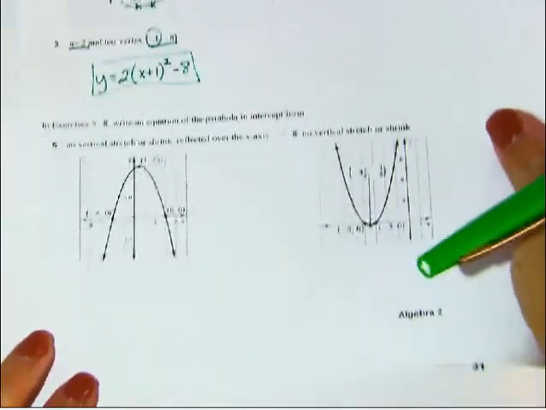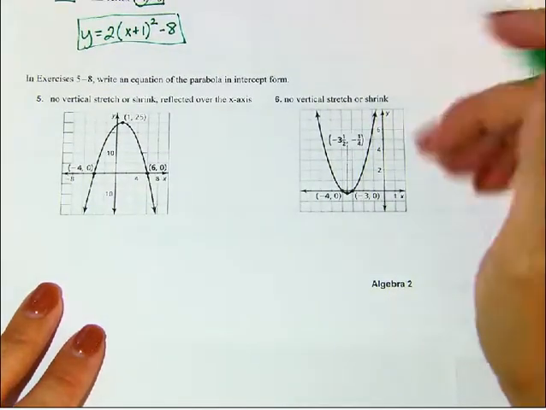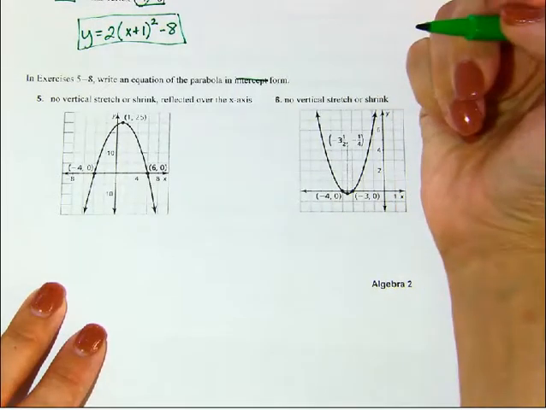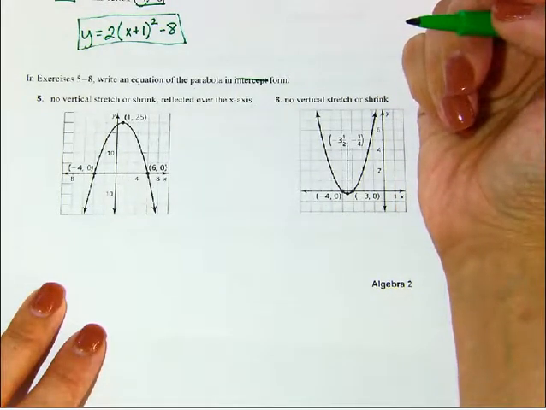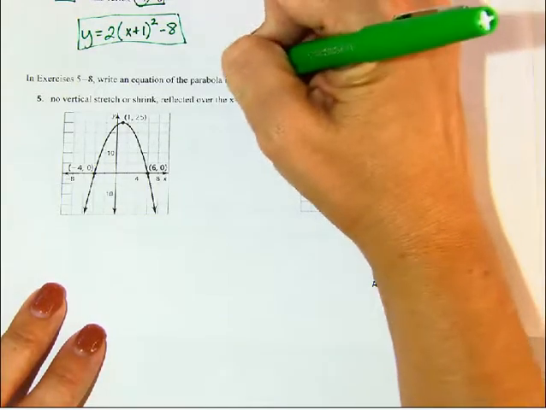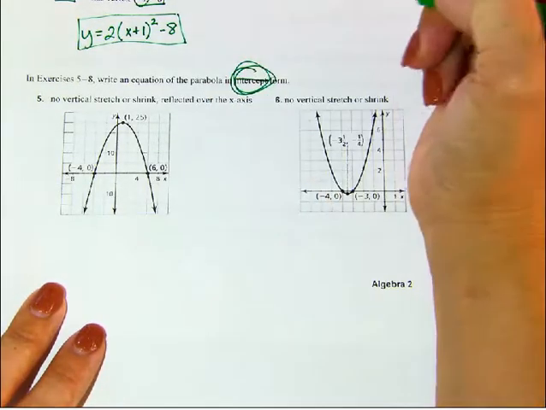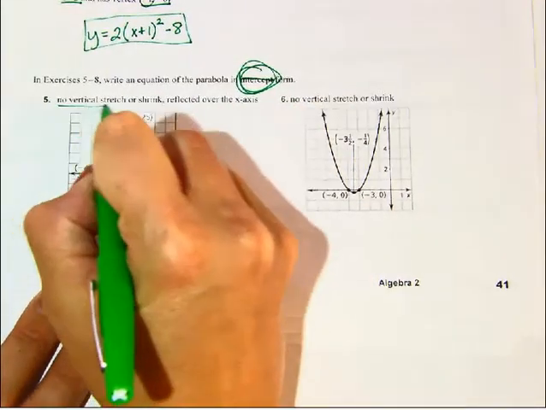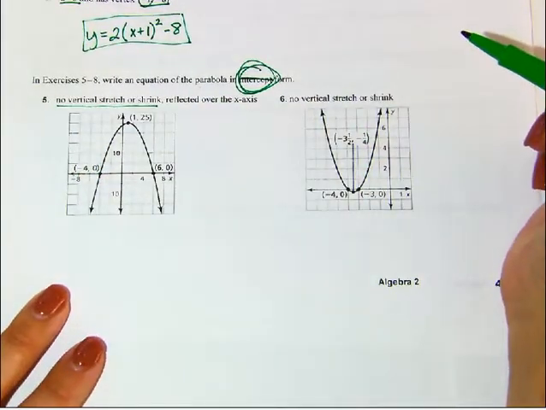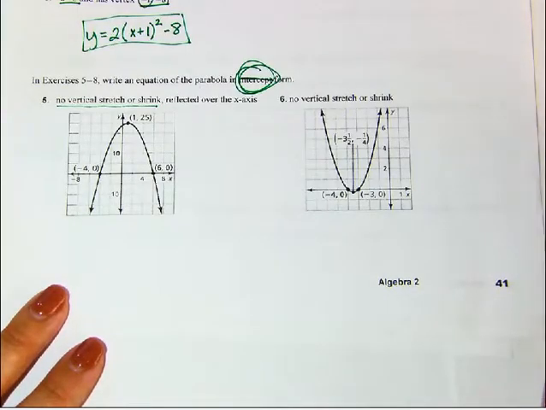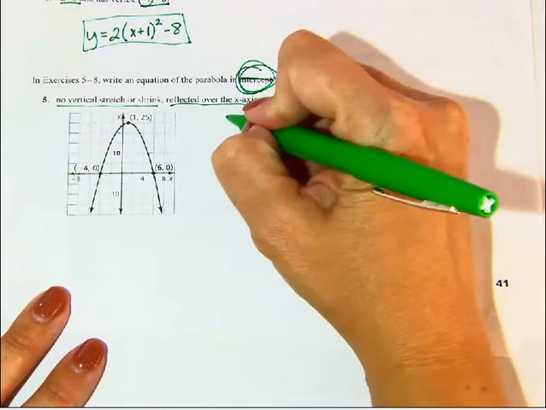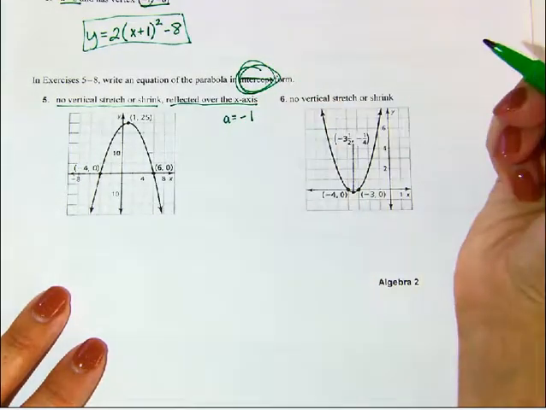Number 5, this says intercept form, but I want you to write them in, I don't know why I crossed that out. In one of the other problems, it's incorrect. This is intercept form. Write it in intercept form. Pretend I didn't cross that out. Okay, so this tells us we have no vertical stretch or shrink, so A is going to remain 1. And then it's reflected over the x-axis. So actually A is becoming a negative 1, okay?